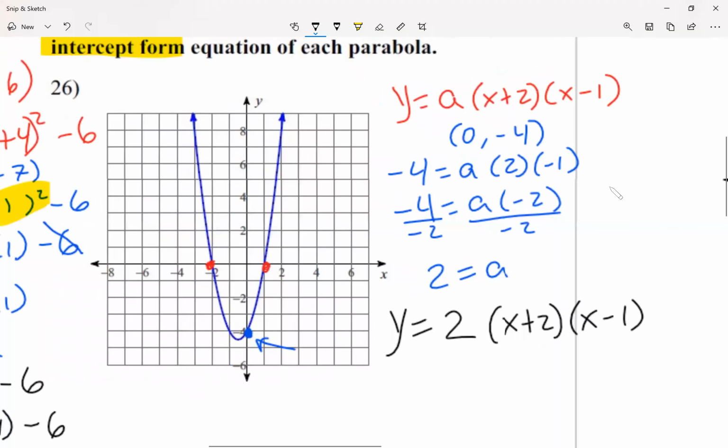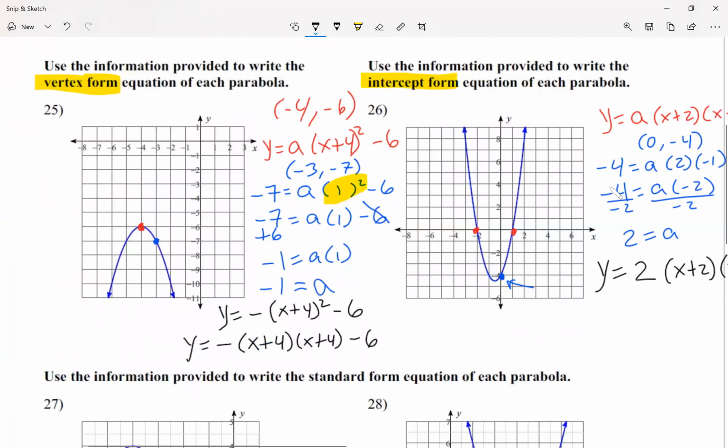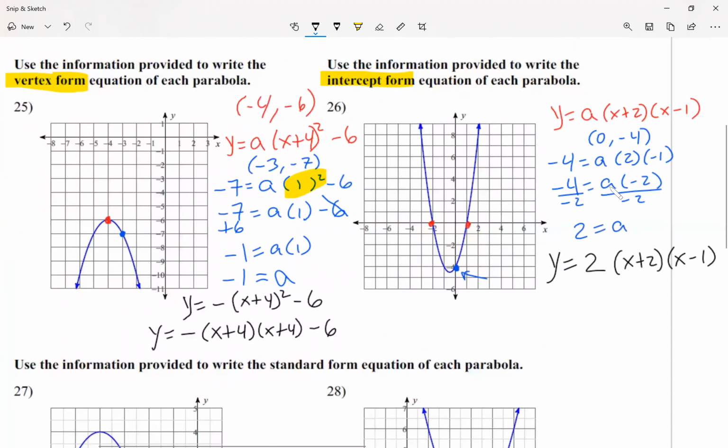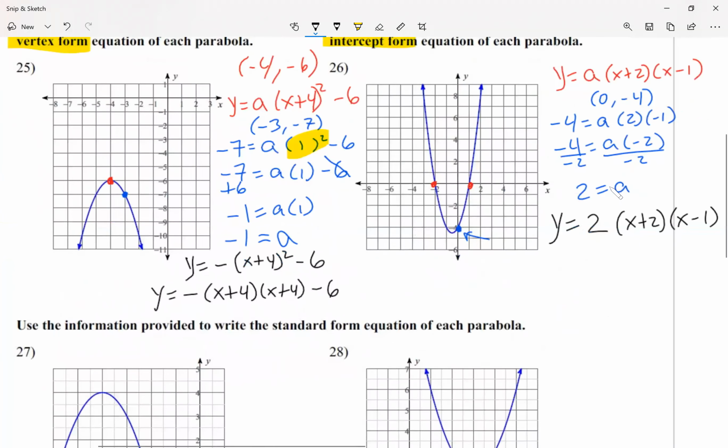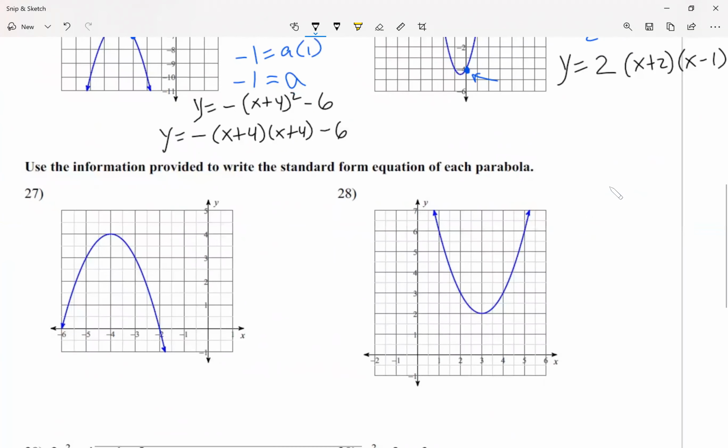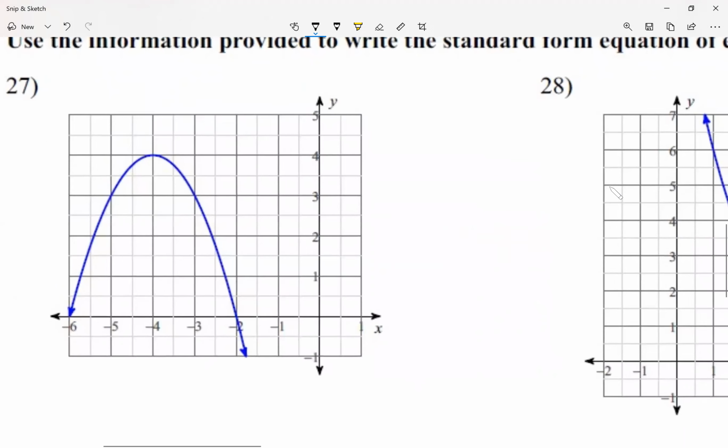For right now, let me just look at 25 and 26. Vertex form is not that bad. Intercept form is not that bad. Standard form, you're going to start from either the vertex form or the intercept form. If you're going to use the intercept form, make sure you know where you cross the x-axis. If you're going to use the vertex form, make sure you know the vertex. All right. So let me take a look at number 27.